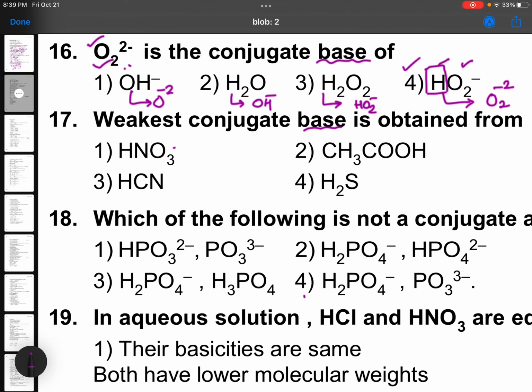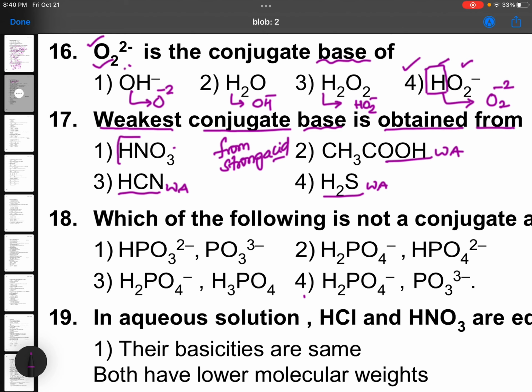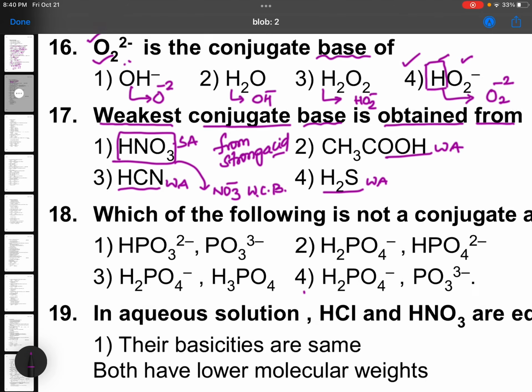Weakest conjugate base is obtained from. Weakest conjugate base means that must be from strong acid. From strong acid, weak conjugate base is formed. It is an organic acid, weak acid. HTS is again weak acid. So comparatively strong acid is HNO3. So NO3 minus is weak conjugate base. Correct?